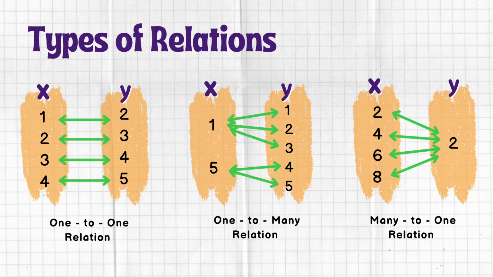For the second one, we have one-to-many relation. Ang ibig sabihin ng one-to-many relation is kapag merong siyang correspondence na greater than 1. Like this one, yung 1 value natin kay x, it corresponds to 3 values for y. And yung 5 naman, it corresponds to 4 and 5. This is the example for one-to-many.